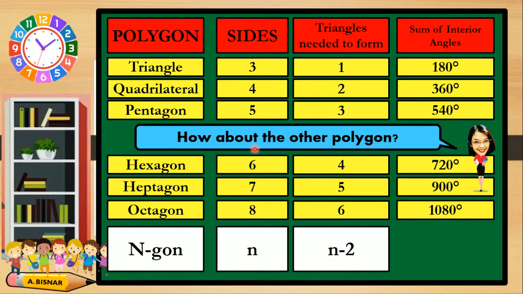Diba? And then what did you do to get the sum of the interior angles? Ano yung ginagawa to get the sum of the interior angles? After you subtract 2, diba kung mapapansin nyo? 3 minus 2, 1. 4 minus 2 is 2. 5 minus 2 is 3. And so on. Now, how did you get the sum of the interior angles? Okay, are you sure you will add?